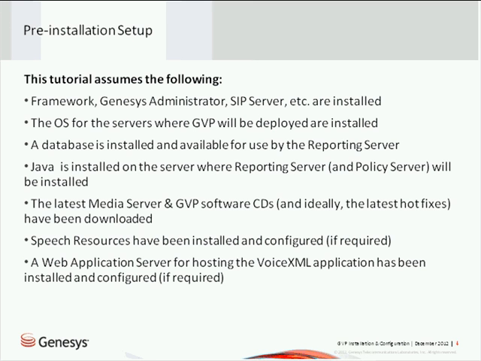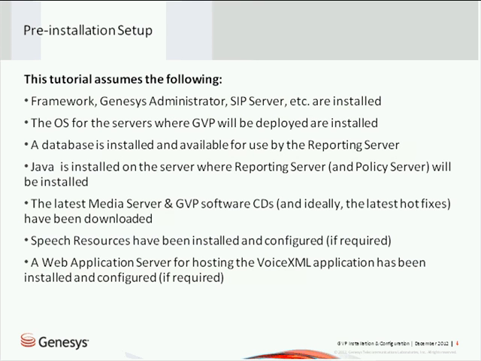You should have a database ready for your reporting server. Currently, we support Microsoft SQL 2005 and 2008, along with Oracle 10 and 11g and the RAC version. You should have Java installed on your reporting server, and if you decide to install your policy server, you should also have it installed there. The version of Java that you should be using corresponds to whether you're using a 64-bit or 32-bit version of the reporting server software, rather than what the actual OS is. You should also have the latest GVP software from the support site.